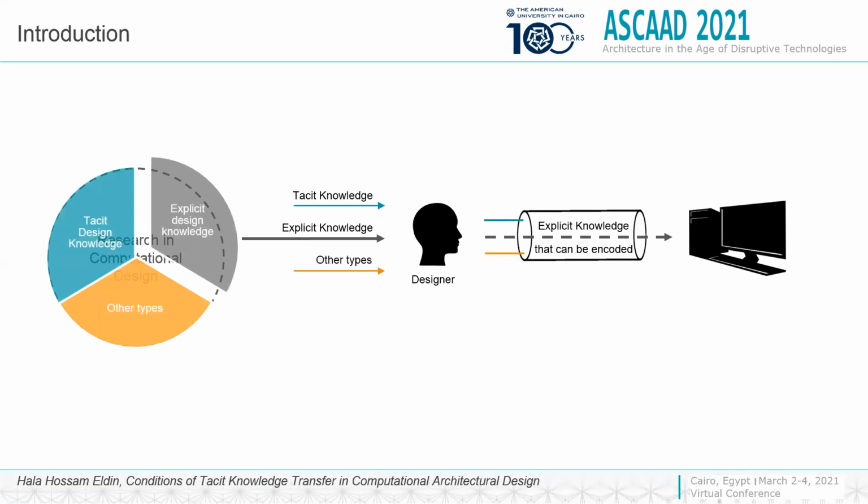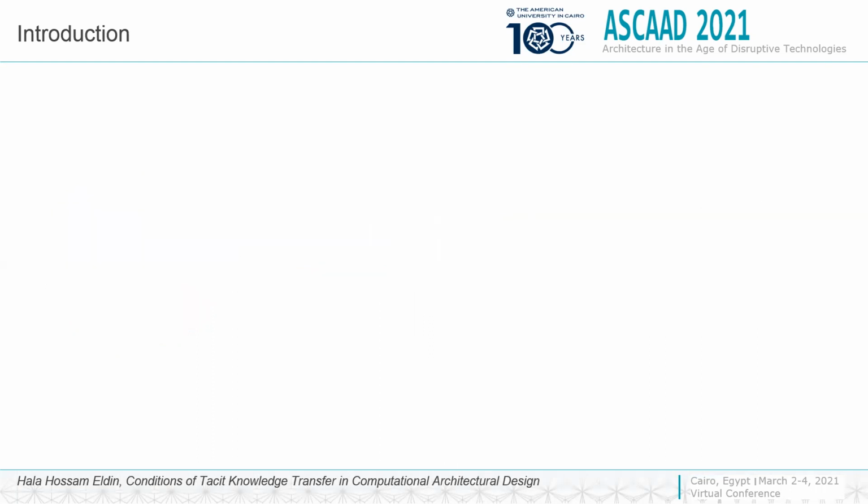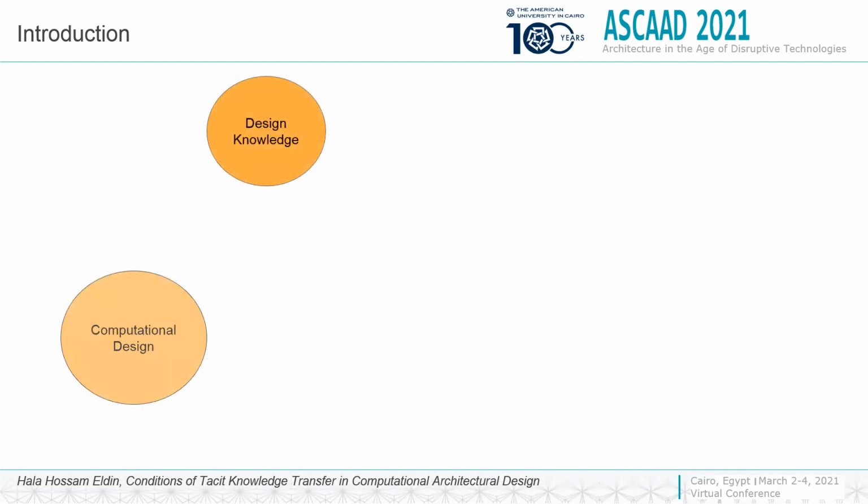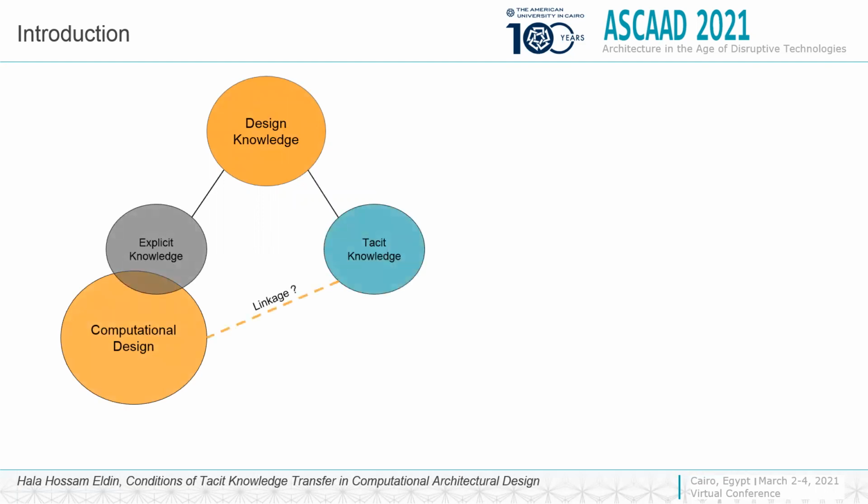Despite the few studies that tackle tacit aspects in computational design, research in this area lacks the thorough investigation of the nature and meanings of tacit knowledge and how it can be communicated and represented between design entities in a computational design environment. This research aims to find linkage between computational design and design knowledge through tacit design information.